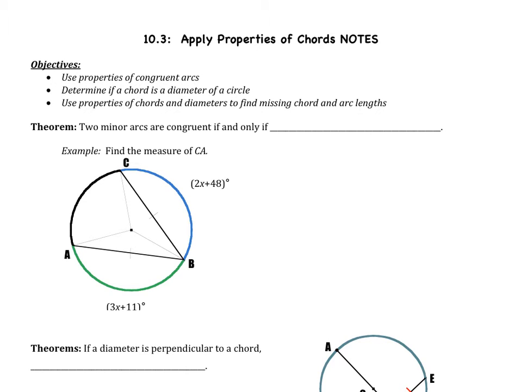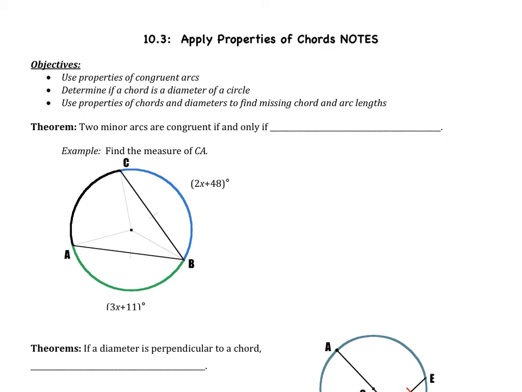Hey guys and girls, welcome to 10.3, the section on applying properties of chords. So today we're going to use properties of congruent arcs. We're going to determine if a chord is a radius, just kidding, a diameter of a circle, and then we're going to use properties of chords and diameters to find missing chords and arcs.